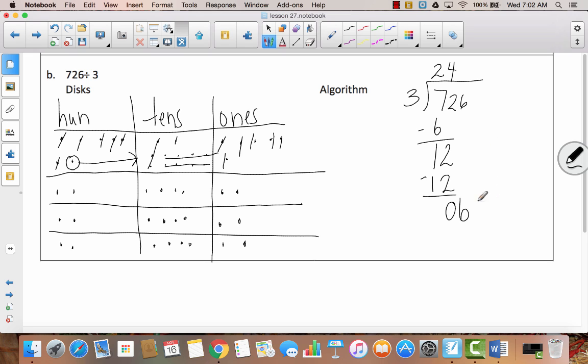And let's show that in standard algorithm. 6 divided by 3 is 2. 2 times 3 is 6. I have a remainder of 0.